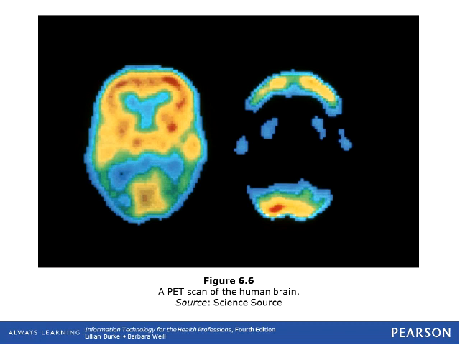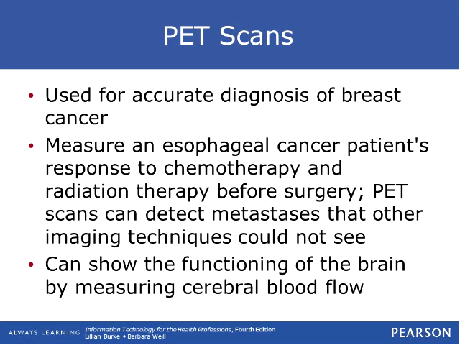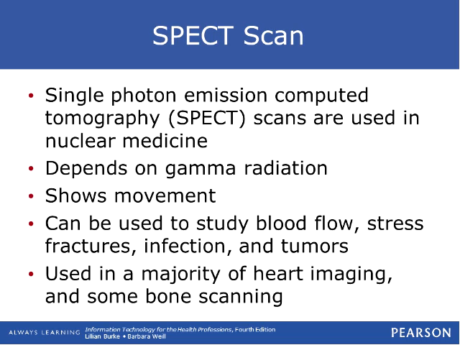This is a PET scan of the human brain. You can see this one's much different than this one, and this is diagnostic of certain diseases. Now, PET scans are used for accurate diagnosis, for instance, of breast cancer. They measure an esophageal cancer patient's response to chemotherapy and radiation therapy before the surgery, and PET scans can even detect metastases, that's the spread of disease, that other imaging techniques can't really see. So you can show the function of the brain by measuring cerebral blood flow. So it's a much more accurate technical scan than others.